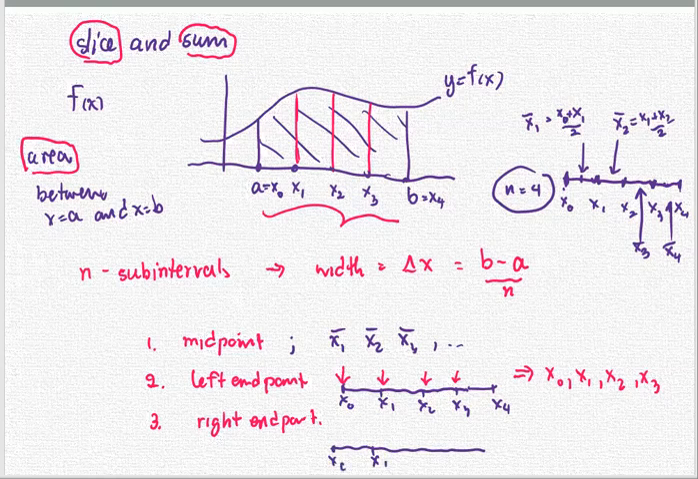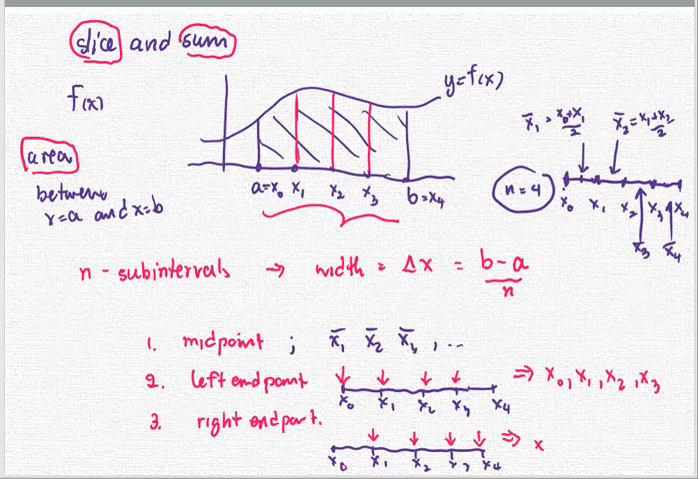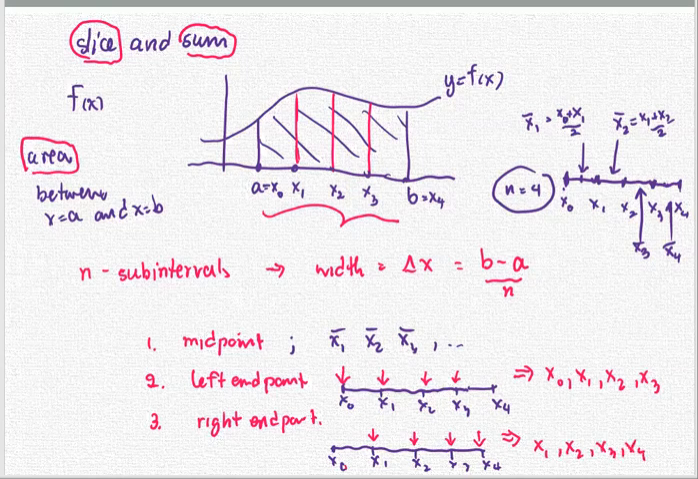And then for the last case, the right endpoint, with the same breaking points there, x0, x1, x2, x3, x4. For the right endpoint, for the first subinterval, the right end is x1, and the next right ends are x2, x3, and x4. So the points of calculation for the right endpoint approximation are gonna be x1, x2, x3, and x4.